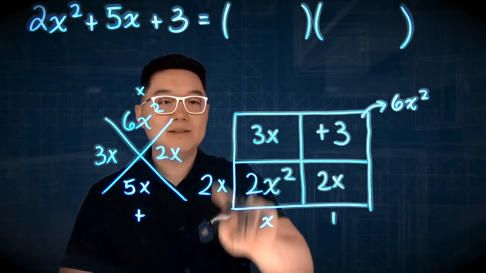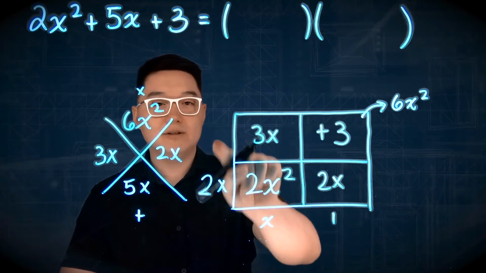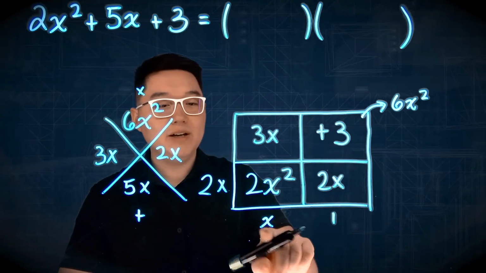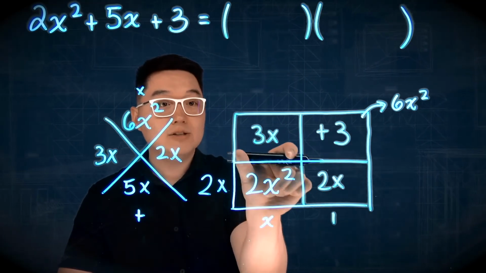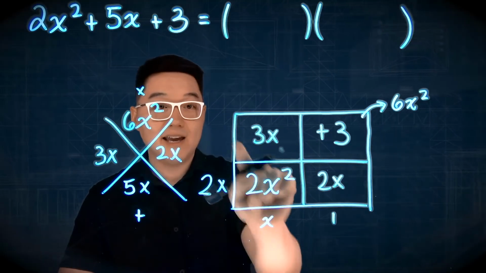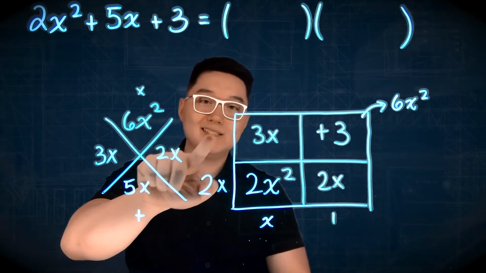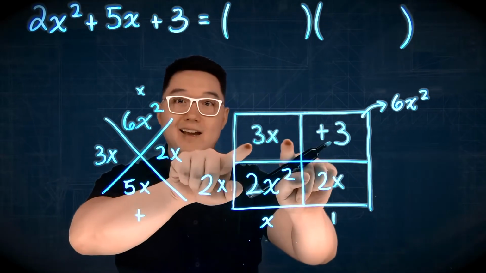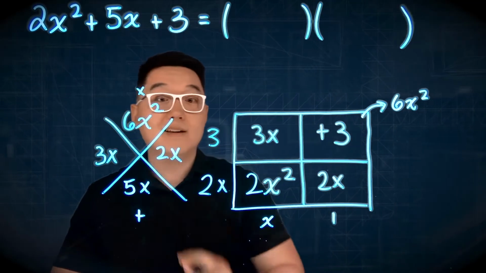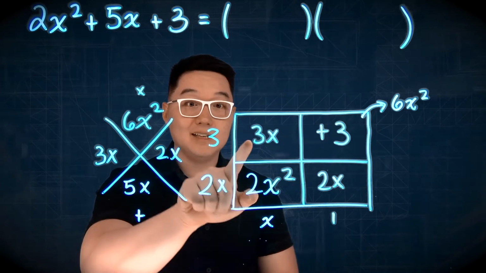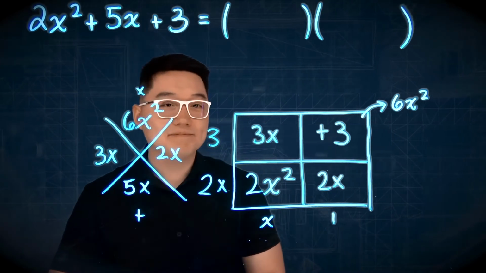Now, what about this section of the rectangle, this width? Well, we know that this length right here is x. So if this is x and the area is 3x, then what times x gives us 3x? Well, this must be 3, because 3 times x gives us 3x.